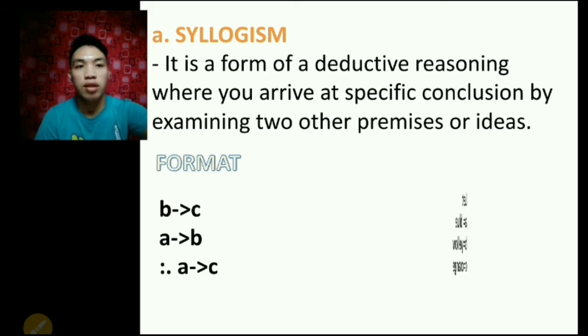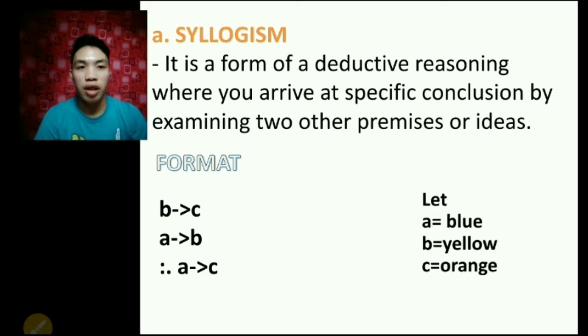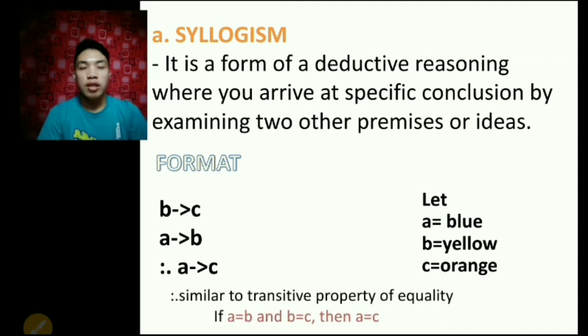Let B be yellow, C be orange, and A be blue. Okay, syllogism is like the transitive property of equality. If we still remember the transitive property of equality, it states that if A is equal to B and B is equal to C, then A is equal to C.